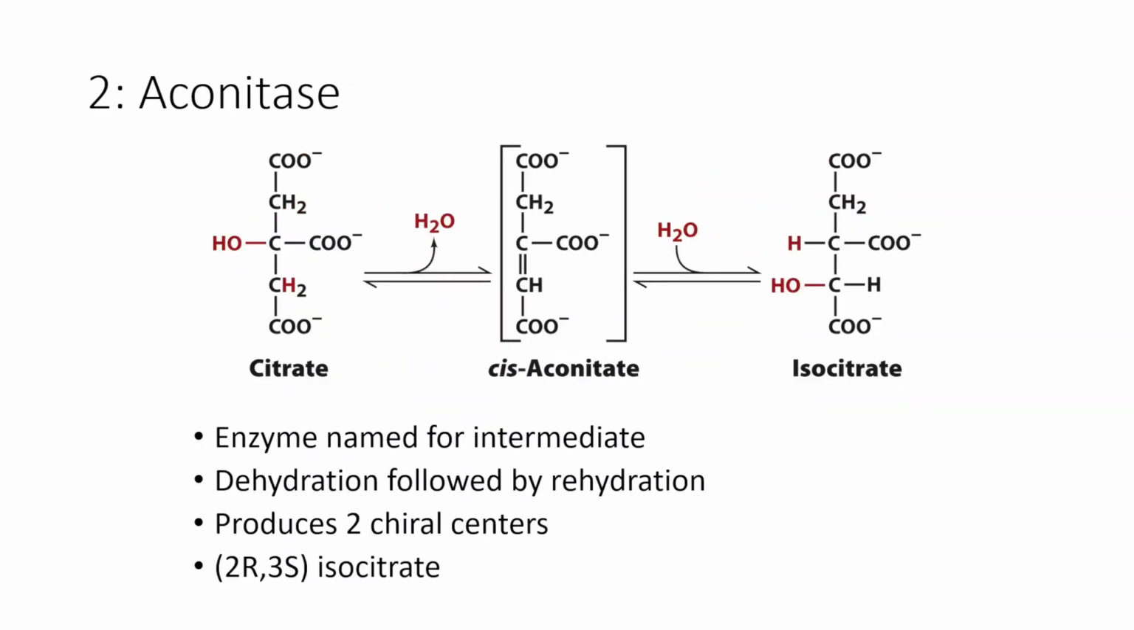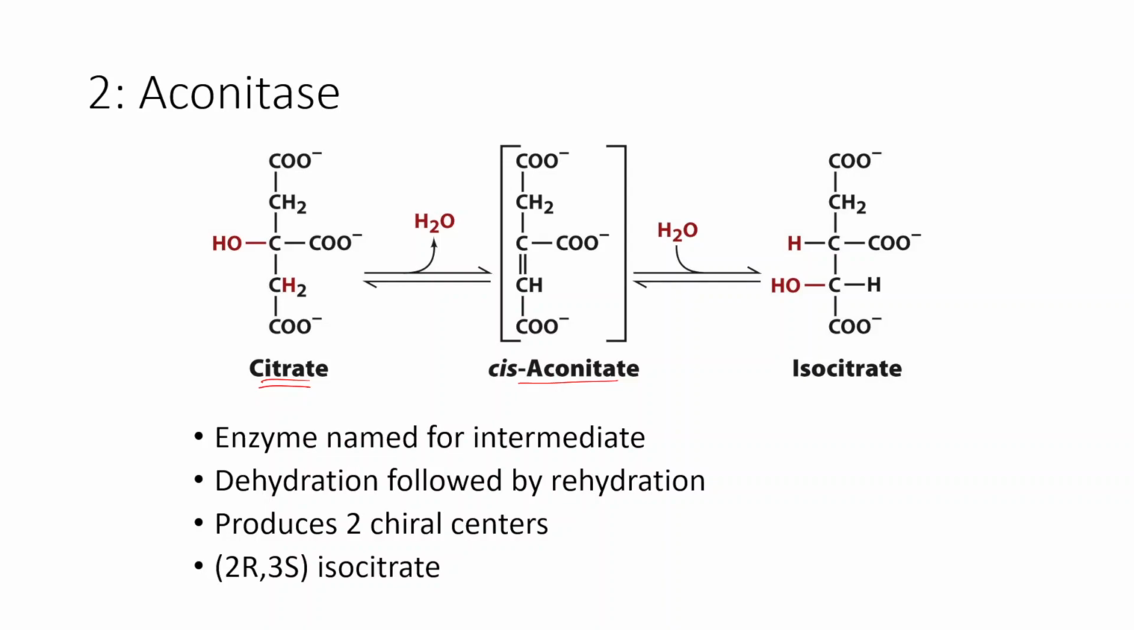Step 2 is catalyzed by an enzyme called aconitase. And this enzyme is named for this intermediate that forms, which we see here in the middle, called cis-aconitate. This overall reaction is a dehydration followed by a rehydration, which you can see here in this diagram. And so we start with citrate. Citrate overall is an achiral molecule. It has some symmetry that you can see here. The groups that are drawn on the top and the bottom are the same.